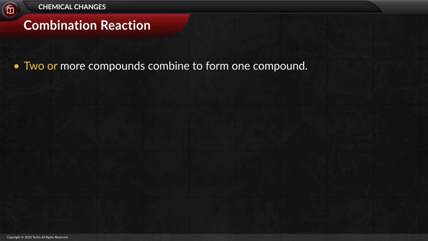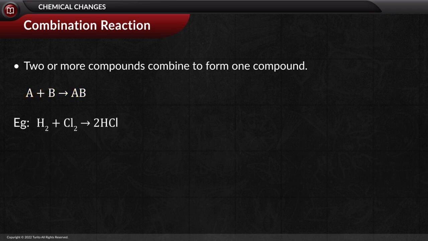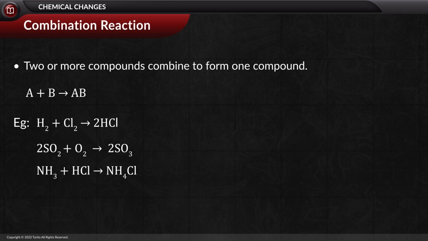Two or more compounds combine to form one compound. It can be explained as A plus B gives AB. For example, when hydrogen reacts with chlorine to form HCl, or SO2 reacts with O2 to form SO3. Likewise, ammonia reacts with HCl to form ammonium chloride.